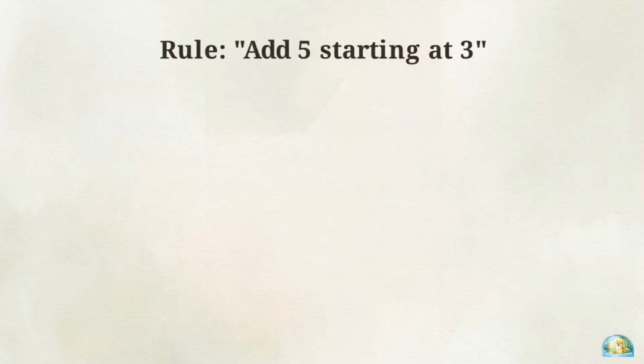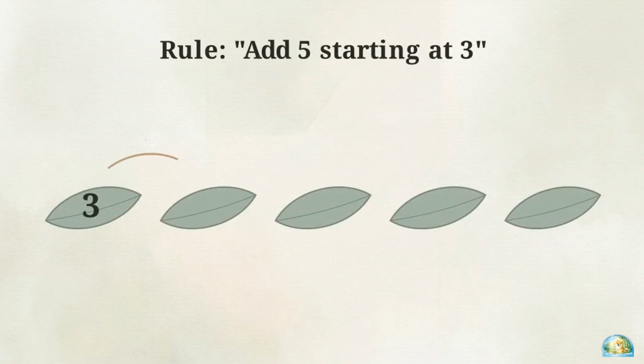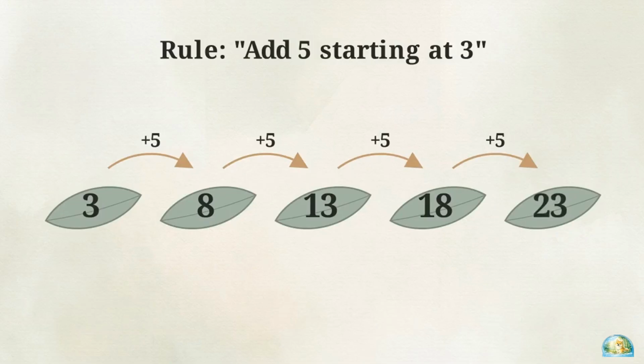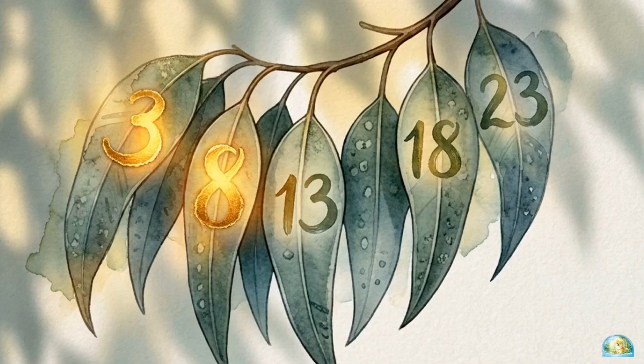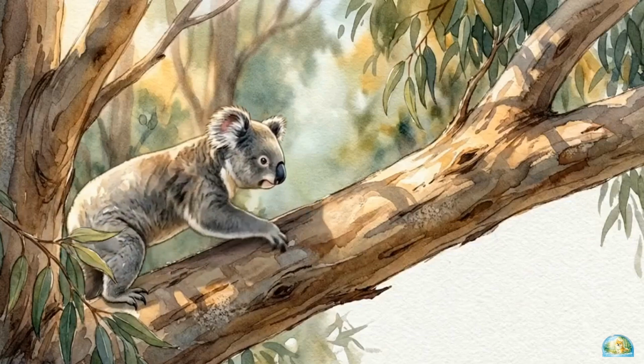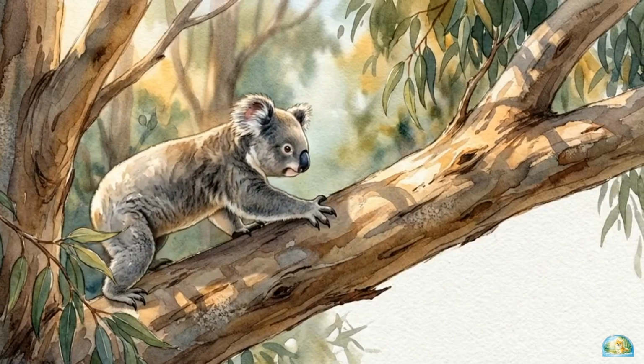This array uses a larger scale. Add 5, beginning at 3. 3 plus 5 is 8. Continuing generates 13, 18, 23. Let's observe just the ones digits of this sequence. They oscillate purely between 3 and 8. The terms are 3, 8, 13, 18, 23. The ones digits alternate 3 and 8. The branch stabilizes, giving Waddle a path toward a higher bough.